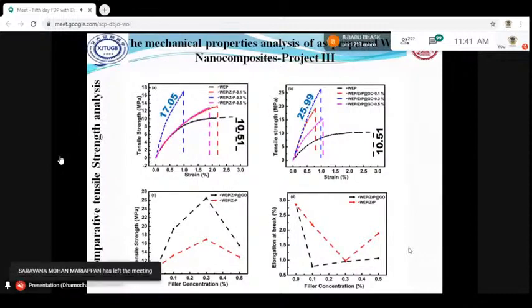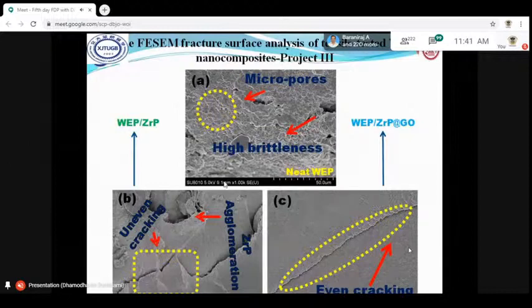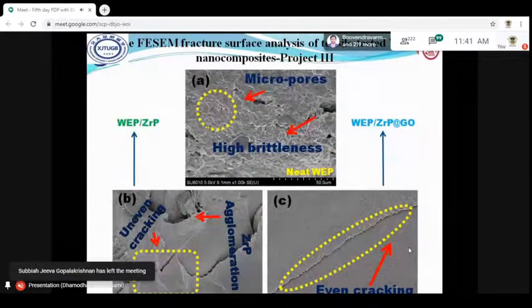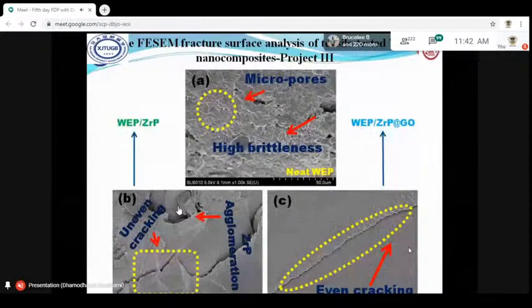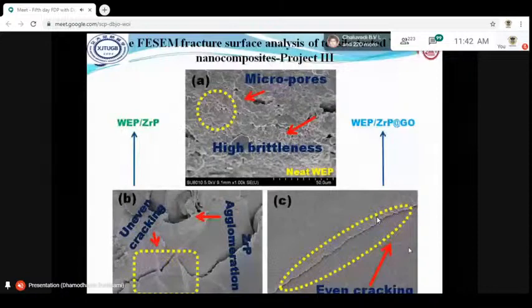This is the comparative analysis of tensile and elongation. As I mentioned already, when the tensile property is increasing, elongation gradually decreases because of the stiffness. And this is the FESEM analysis of the fracture surface. We have already gone through more fracture surface analysis with the first and second projects, so we have just taken the 0.38% loaded fracture surface here. We can see a lot of micropores on the neat WEP, which causes it to be highly brittle and easily cracked. With zirconium phosphate, we can see uneven cracking and some agglomeration as well. But with the zirconium phosphate decorated GO, it is showing even cracking, though it has some patches, and a rough surface.